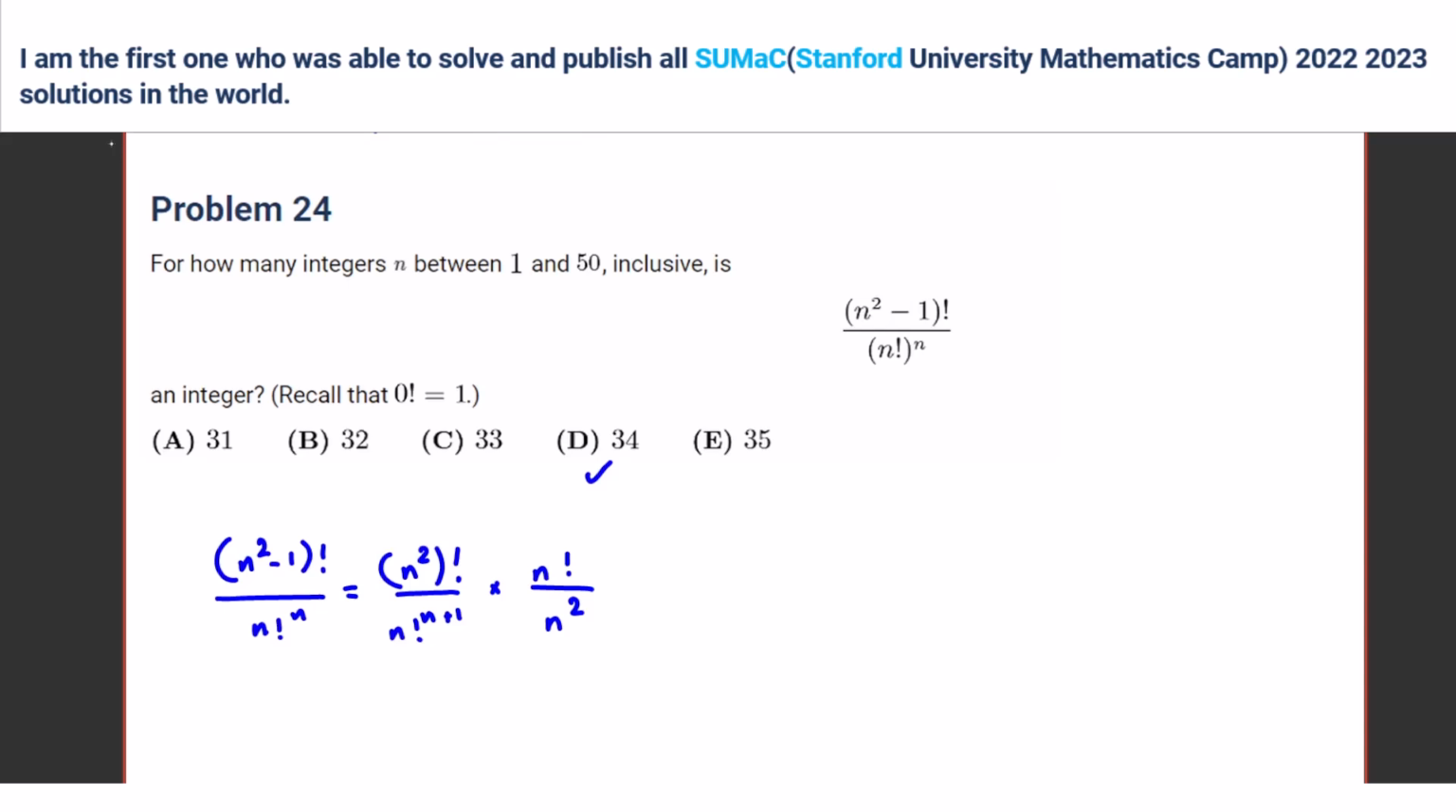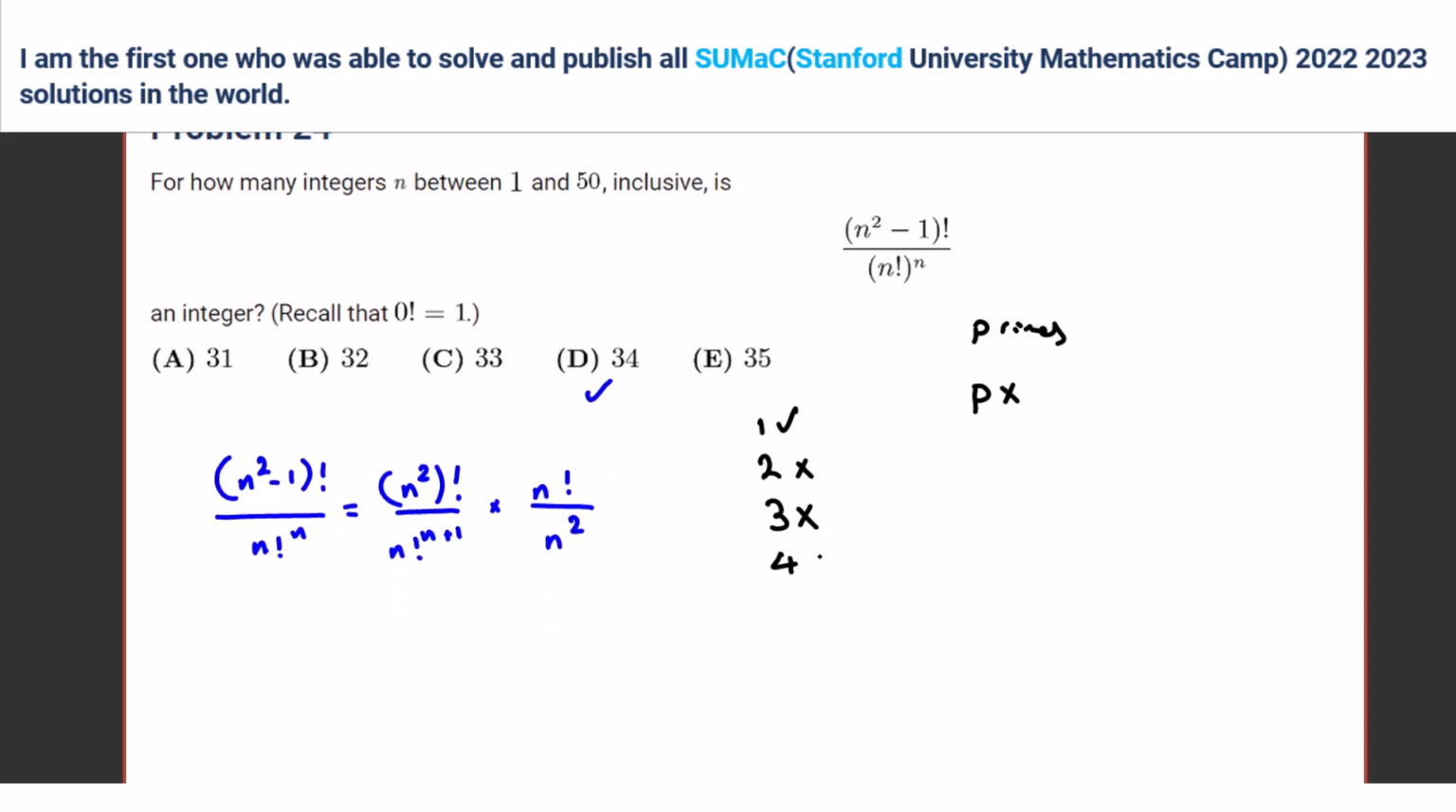So if we check for 1, it's good, right? For 2, it's not prime, good. For 3, not prime, good. Obviously for primes it's bad, right? Yeah. For 4, is it good or not? 24 over 16, it's not good, right? Oh yeah, it's not good. What about 5? Prime, not good. 6 is good because you can write 6 as 2 times 3, right?